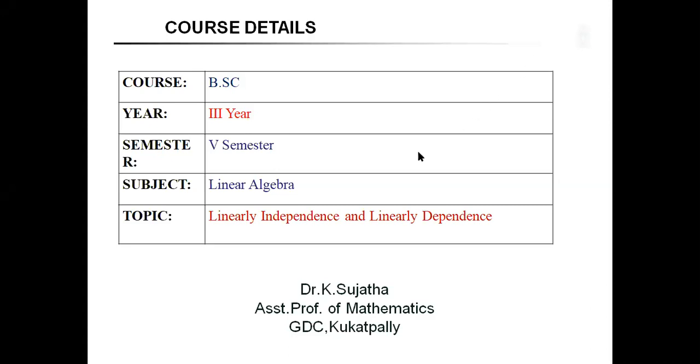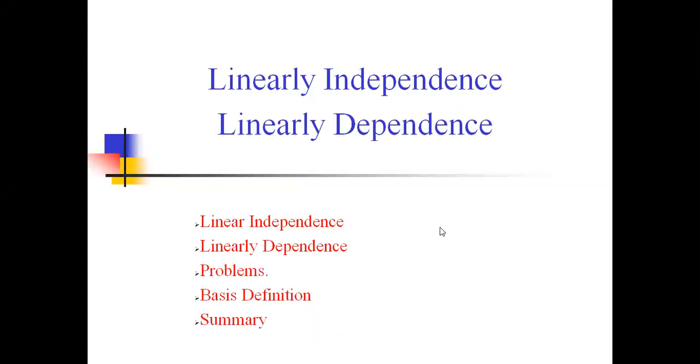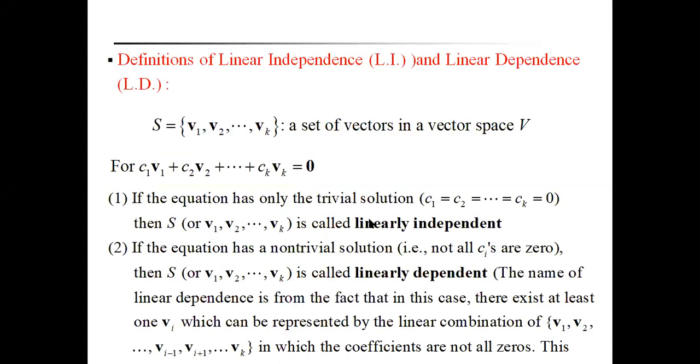Today I am going to discuss linear independence and linear dependence. These are the subcontents we have. What is the definition of linear independence and linear dependence? Let S equal to {V1, V2, ..., Vk} be a set of vectors in a vector space V.